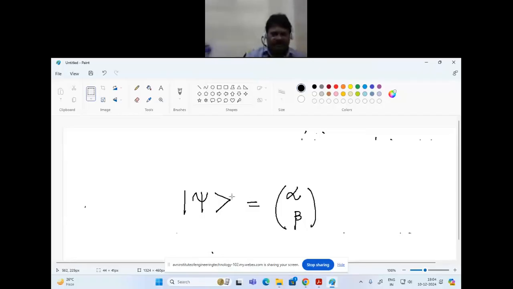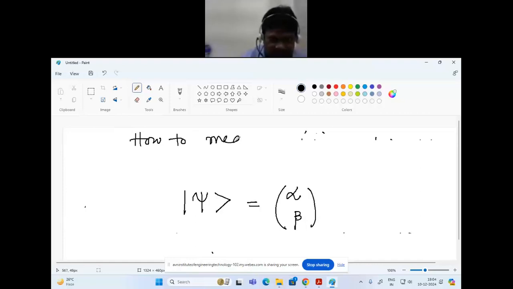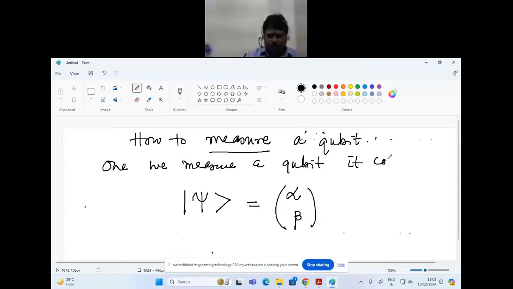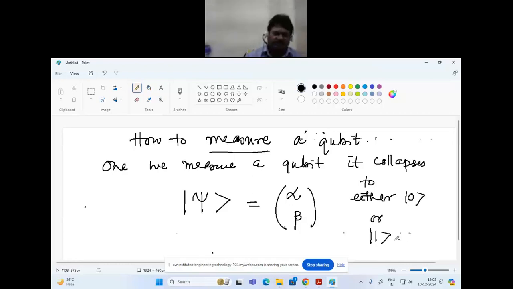Now how to measure a qubit? Next question is how to measure a qubit. This word measure is very important. Once you measure a qubit, it goes either to 0 or to 1. Once we measure a qubit, it collapses to, the very word is, it collapses to either 0 state or 1 state.